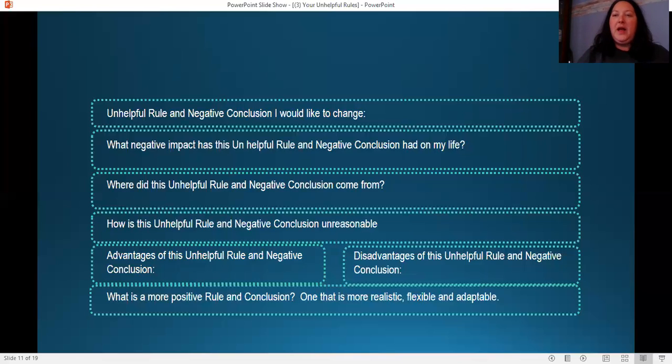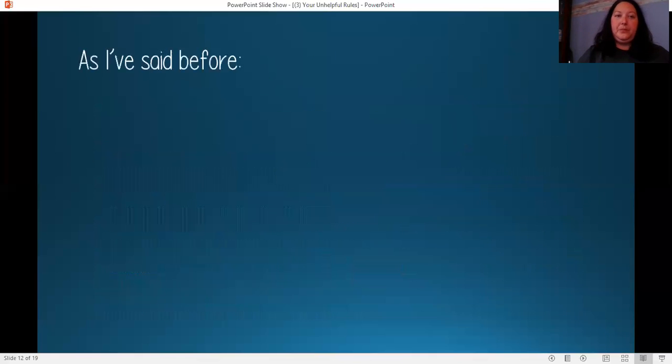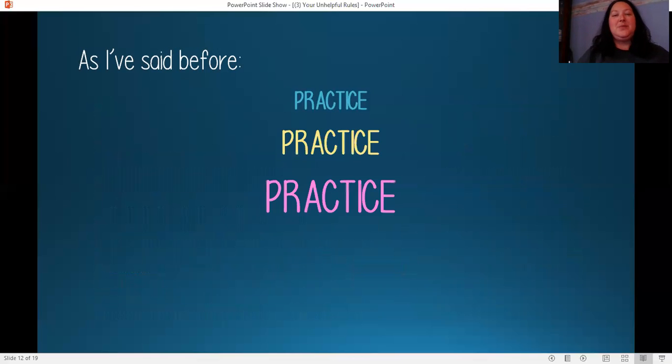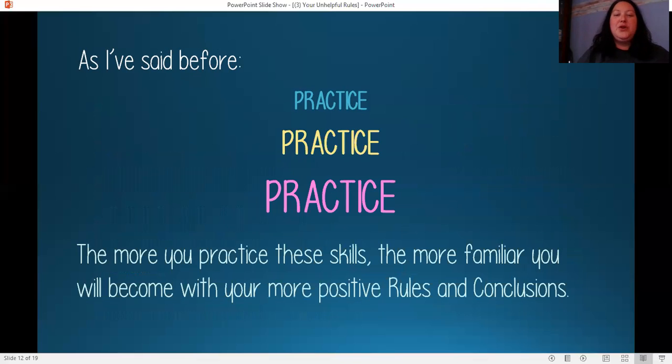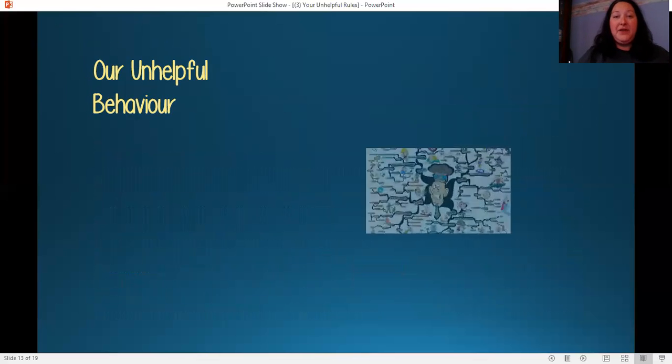I just find having worksheets, writing it down, having it in front of me, holds me more accountable, and it also lays it out for me. So as I've said before, practice, practice, practice. The more you practice these skills, the more familiar you will become with your more positive rules and conclusions. And again, as I've said before, everybody's going to have a bad day, but as long as you keep moving forward, that's what matters.